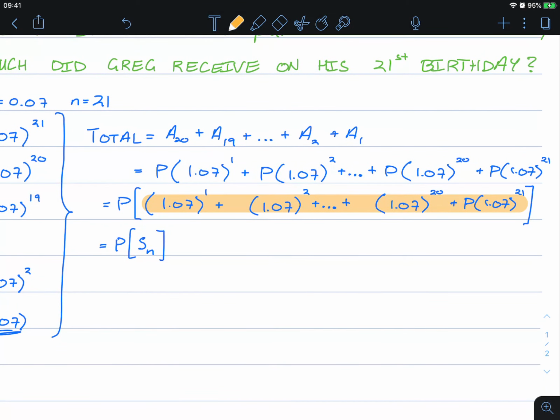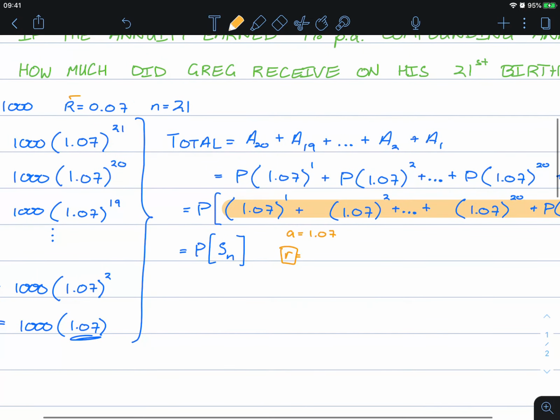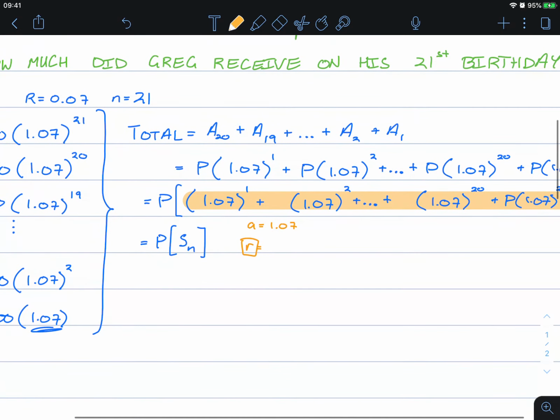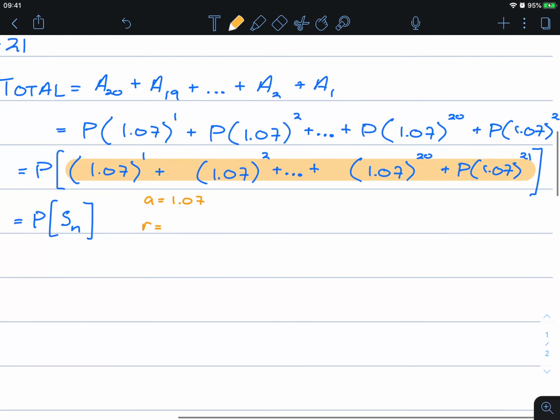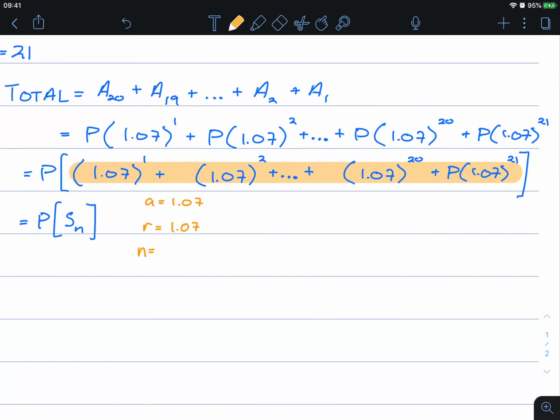I'll outline it here. The first term is 1.07. The common ratio, don't mistake this R for the R in the compound interest. This R is if we take any term and we divide it by the previous term, well, this will get us 1.07. And our N value, how many terms are inside this orange bracket? Well, that is 21 terms.